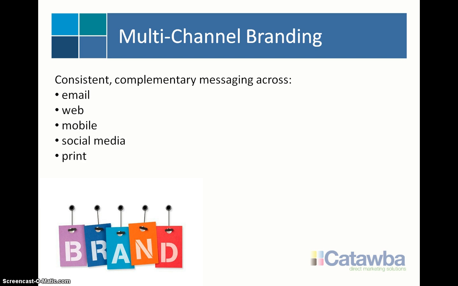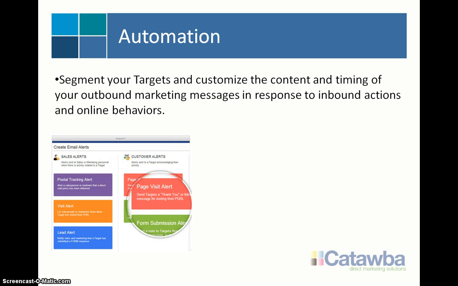Also with integrated marketing, we make sure we implement multi-channel branding. So you want to have a consistent, complementary messaging across email, web, mobile, social media, and print. As far as automation, we can time when the marketing messages are released. So if we have a direct mail piece going out, we can actually trigger an email to go out once the post office scans the postcard and it's out for delivery.